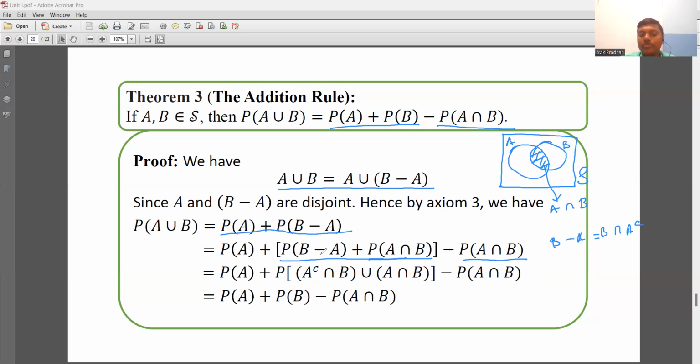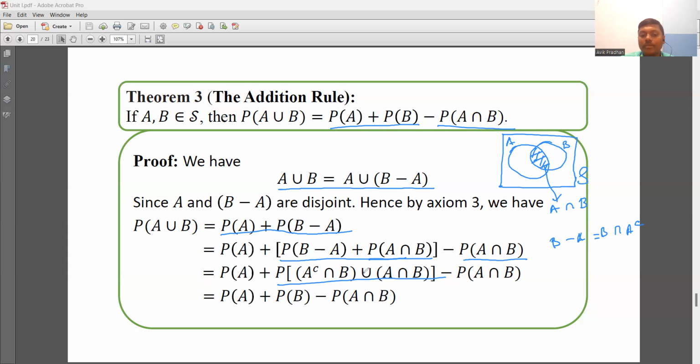I have probability of a set plus probability of another set which are mutually exclusive. I can write probability of that set A union another set B. So here I have written that part. So probability of B minus A, which is B intersection A complement, plus probability of A intersection B will be equal to probability of A complement intersection B union A intersection B.